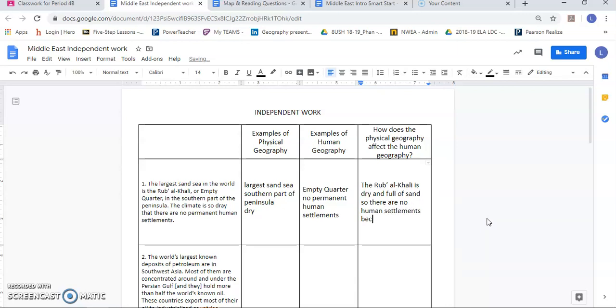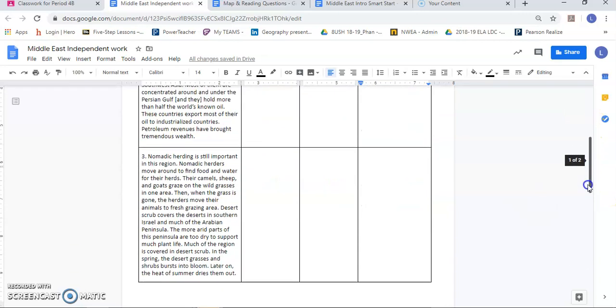Why aren't there human settlements? Because it's difficult to live here, right? Because it's dry, they don't have water, it's the largest sand, so they call it a sand sea, full of sand. So that's how you would do that, right? So you're going to do that for the rest of them.